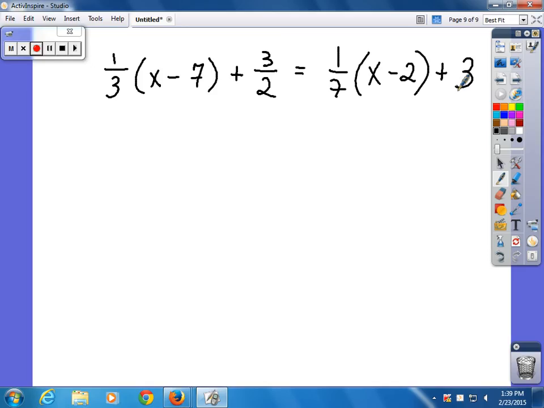Okay, what's the common denominator? Oh, I don't know. No, 7 won't go into 6. Yeah, you quit. Because I haven't shown y'all how to find the common denominator. I haven't shown y'all that. Two, 3, and 7.